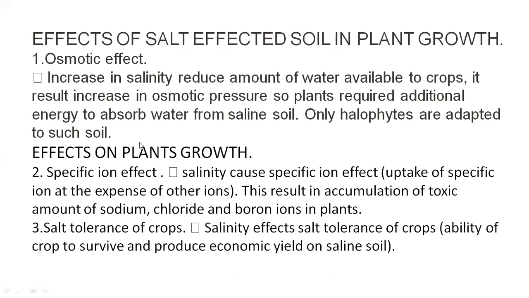Effects on plant growth: specific ion effect. Okay, salinity causes a specific ion effect, the uptake of a specific ion at the expense of other ions. Sometimes in this type of scenario, certain ions will be absorbed and certain ions will not be absorbed by the plant when they are grown on a salinity affected area. The ions which are important for growth should be absorbed, but due to salinity they cannot be absorbed.